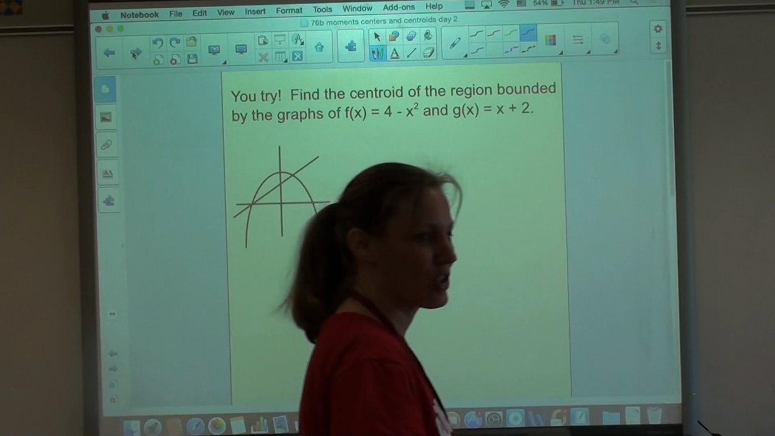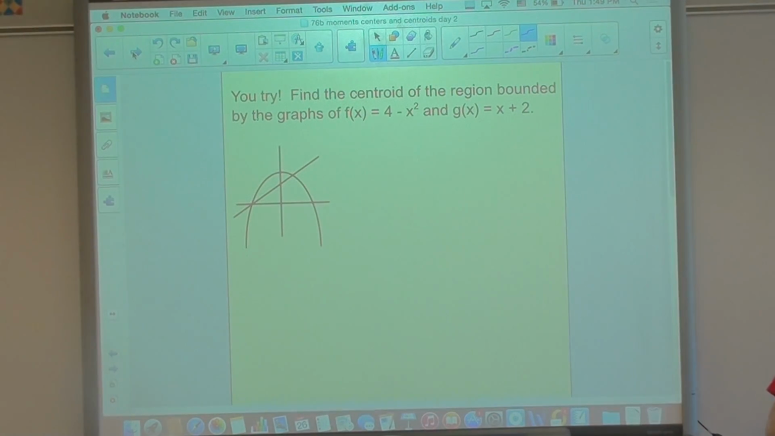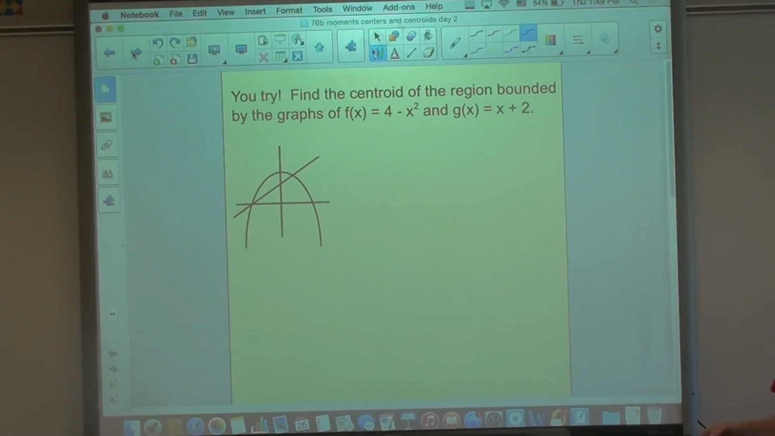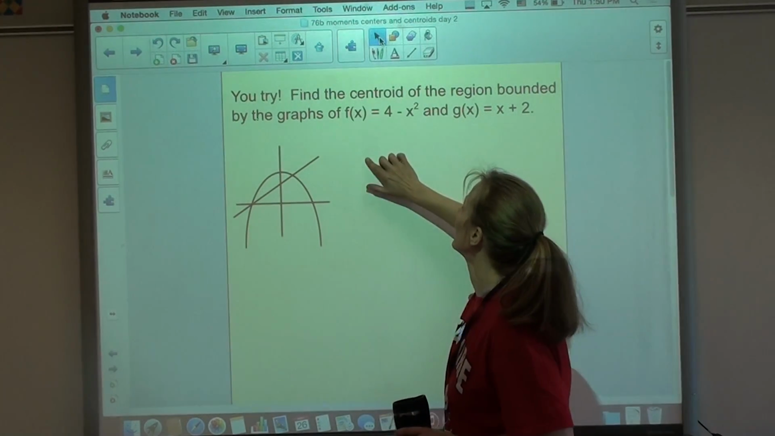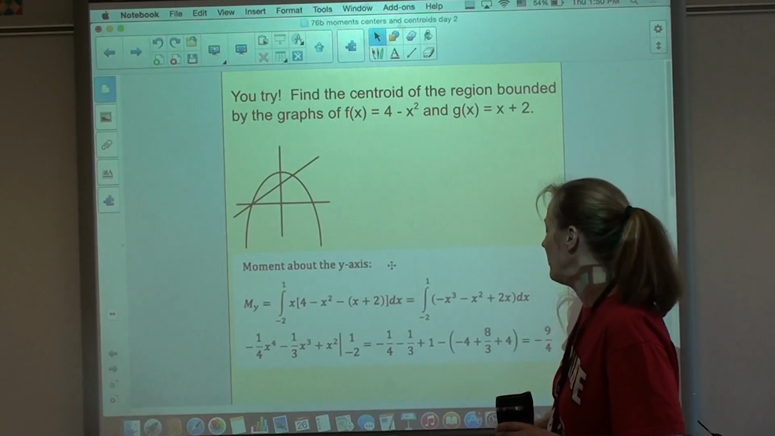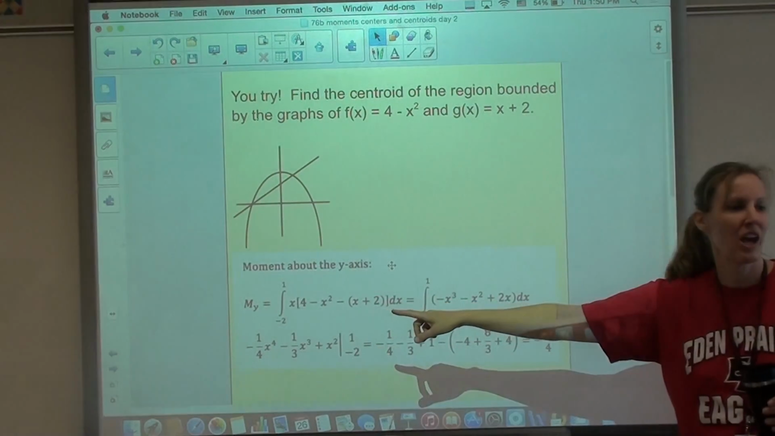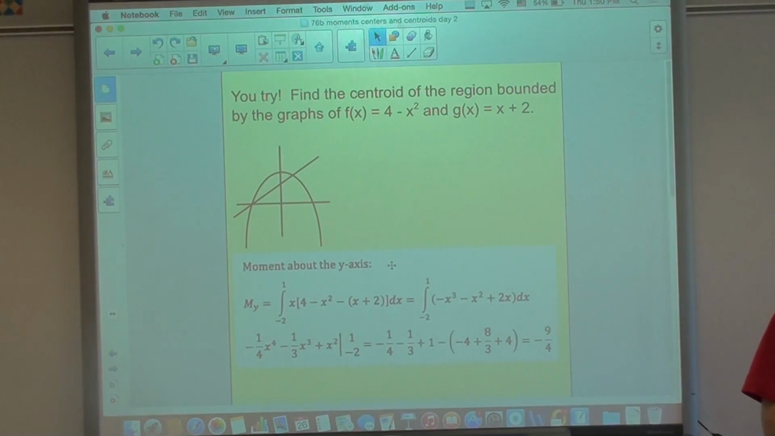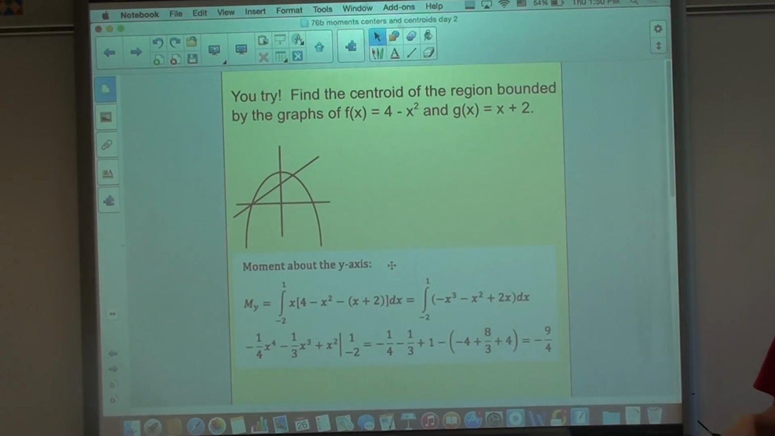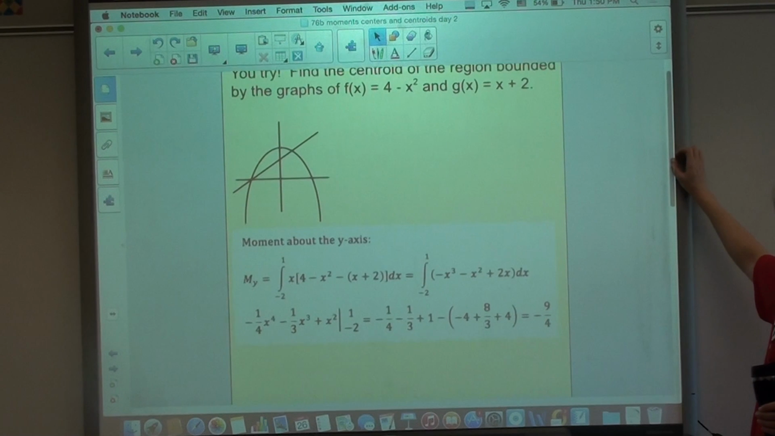Okay, quiet down. Hush. Now, remember, moment about the y-axis is just the integral of x times f minus g, right? x times f minus g. So your moment about the y-axis, x times f minus g, you should get negative 9/4. Is everyone good with that? That's the same as negative 2.25. Yes. Good, all right.